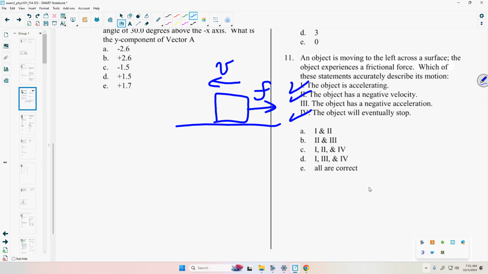So the velocity is to the left, and this object is slowing. The speed is decreasing, and if it's slowing, that means the acceleration is opposite the velocity. This is a negative velocity, so that means it has a positive acceleration. That was difficult, right? Yeah, watch the words. The words are very important. This object does have a positive acceleration. So 1, 2, and 3, 1, 2, and 4 is the right answer there.